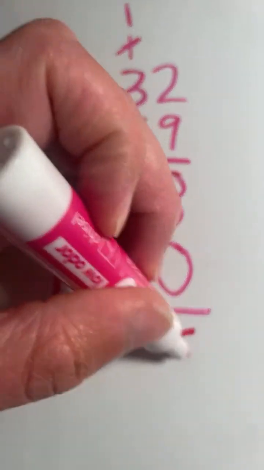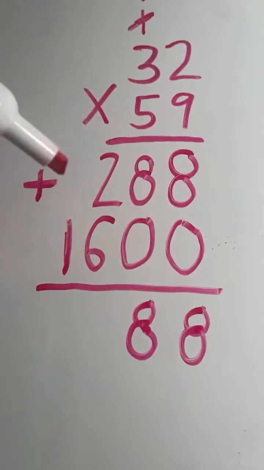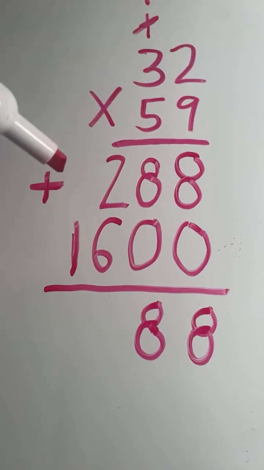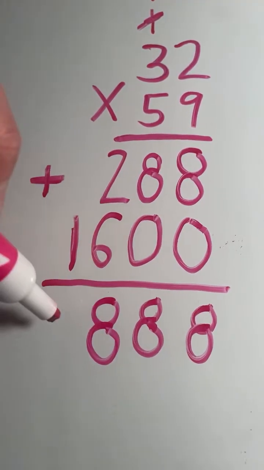8 plus 0 equals 8. 8 plus 0 again equals 8. 2 plus 6 equals 8. 0 plus 1 equals 1.